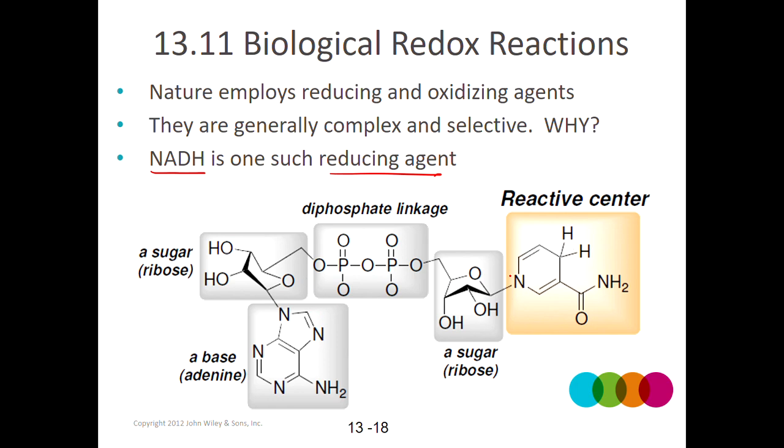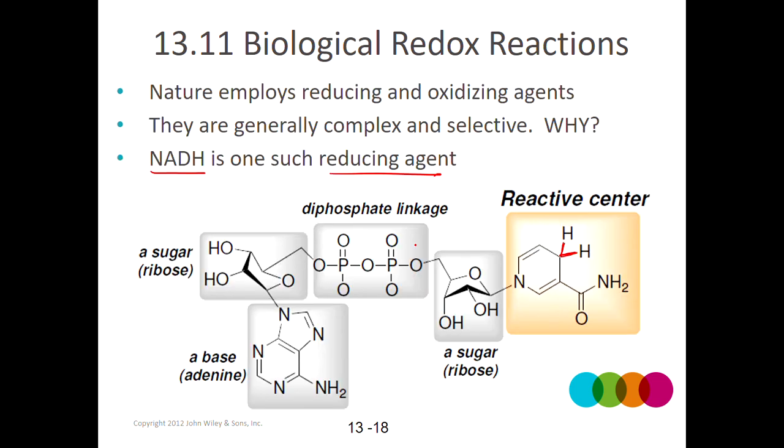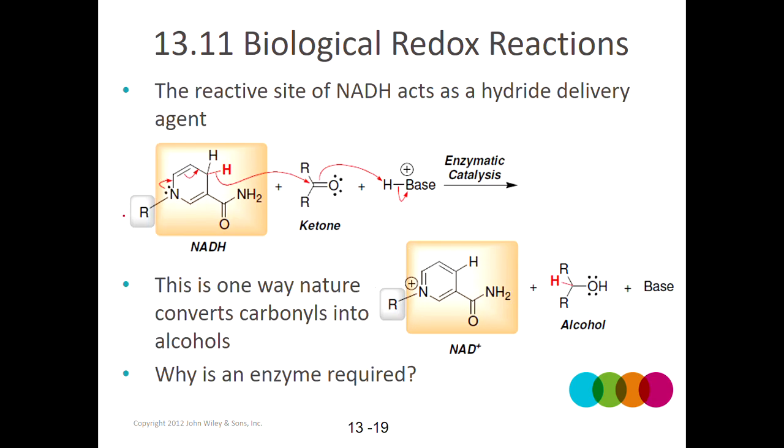What makes this a reducing agent is that it has the ability to deliver a hydride. So these two hydrides can be given away. Looking at that reaction, all the stuff in gray here is represented by this R, so that stuff's not reactive chemically, at least in these redox processes. What would be happening here is the lone pair of the nitrogen would swing in, push those electrons over. That would actually push out a hydride.